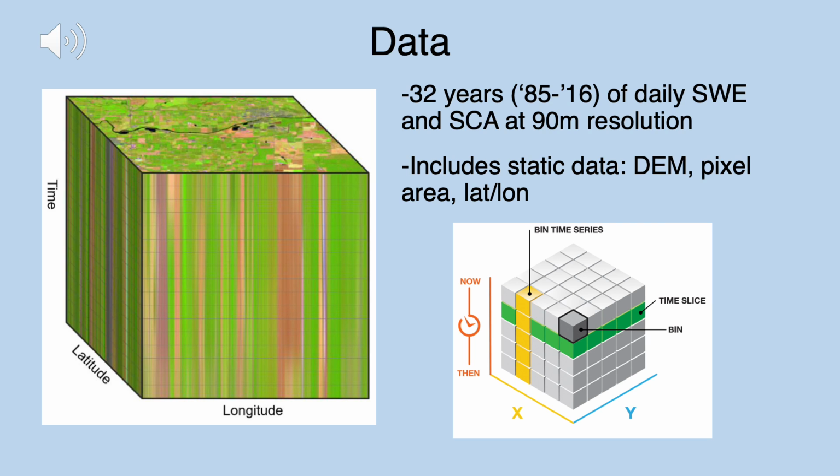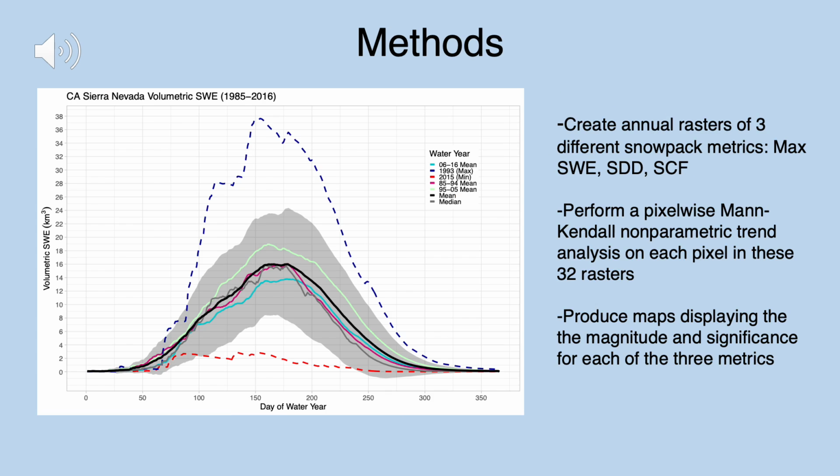We're going to be taking a trend analysis of 32 years of annual data of each pixel, represented by the yellow there. If we think about it like the figure on the left here, latitude, longitude, and time, it's like a big data cube, and we're going to be analyzing each pixel in that data cube for significant trends. To complete this analysis, we created annual rasters for all three snow metrics for all 32 years of data. We then performed a Mann-Kendall non-parametric trend analysis on each pixel of these 32 rasters for each of the three metrics. And finally, we produced maps to display the significance and magnitude of the trends of all three metrics.